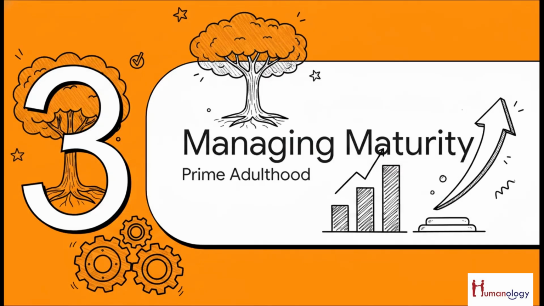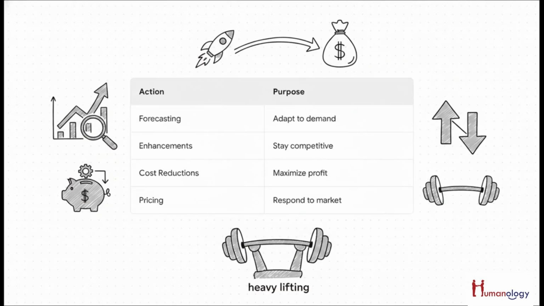All right, let's look at phase 3, managing maturity. Look, launch always gets the glory, but maturity, that's what actually pays the bills. This is the prime adulthood of your product, and it's where you generate your real ROI. To pull this off, you need ongoing forecasting to continuously adapt to shifting market demand. You need product enhancements to keep things fresh against hungry competitors who are just waiting to steal your market share.